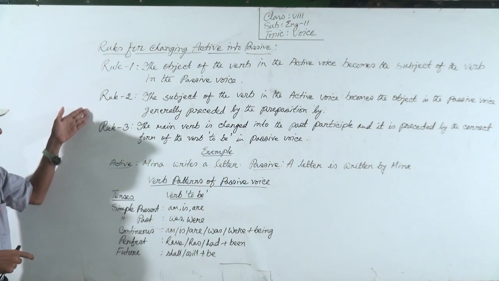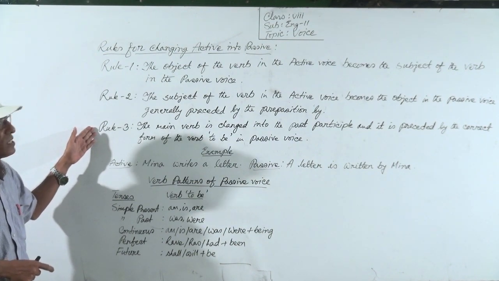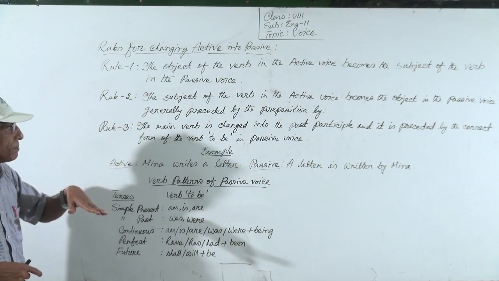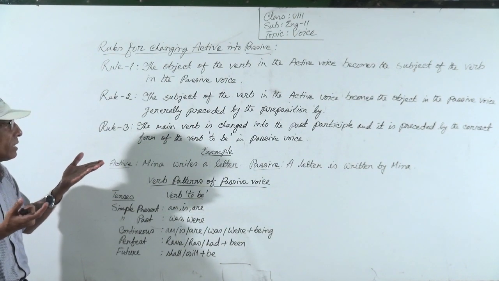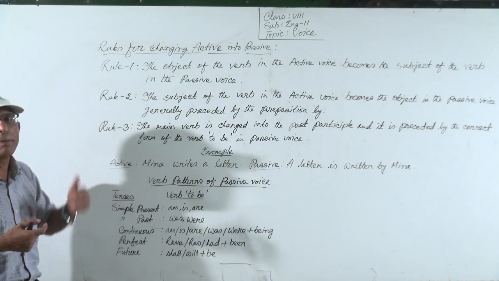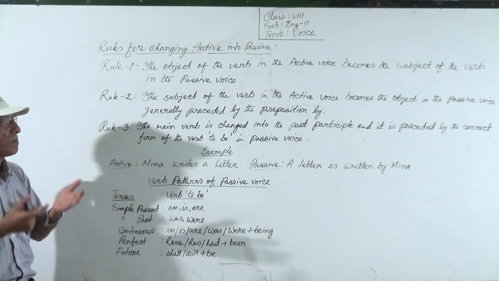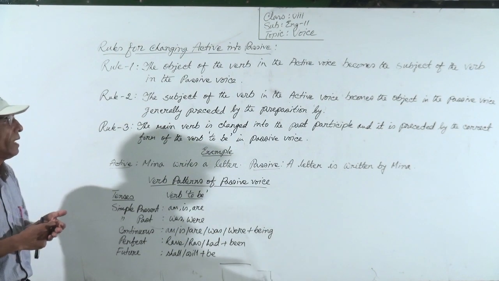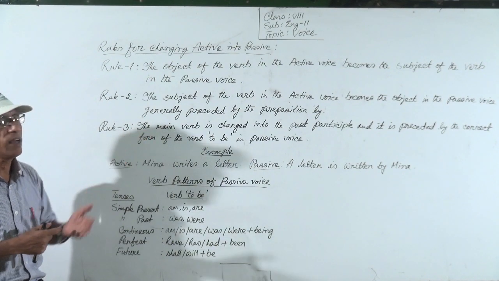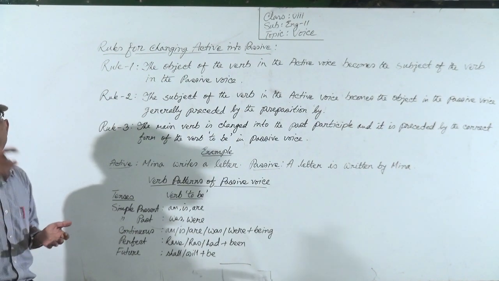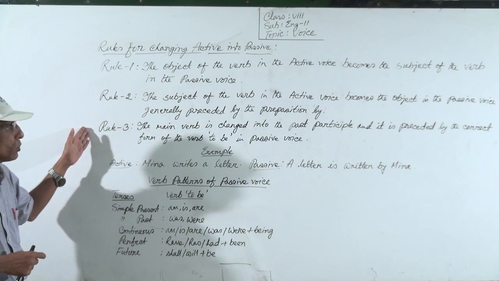Now, dear students, we have understood the 3 rules. I am saying again: object will be subject and subject will be object, preceded by the preposition by, and the main verb will be in past participle form. Always the main verb will be in past participle form, and there will be a to be verb in the passive voice before the participle form of the verb, according to tense. These are the 3 rules we have discussed.